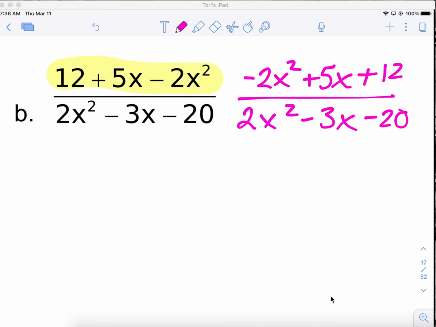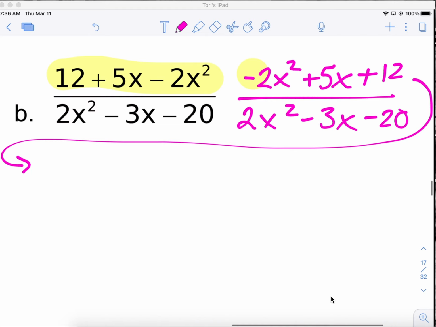Okay, looking at the top, this is not easy to factor because I have this little nagging negative out front. Okay, so my first step is going to be to pull a GCF out. So I'm going to kind of do a circle to tell you what I did.